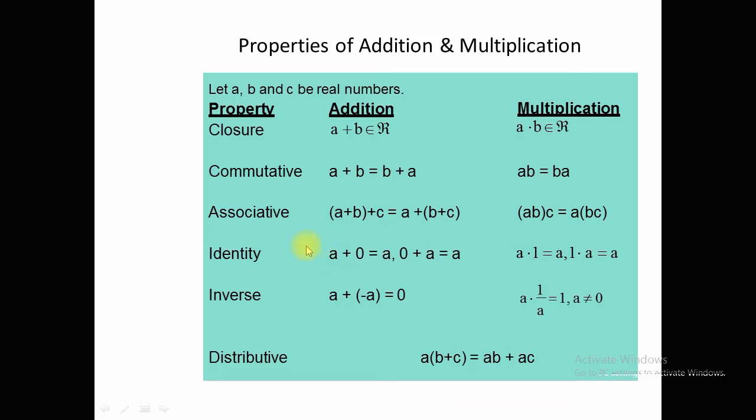And the set of real numbers has an additive identity. 0 is the additive identity belonging to the set of real numbers. Additive identity means for any real number A there exists a number 0 such that A plus 0 is equal to A, or 0 plus A is equal to A.